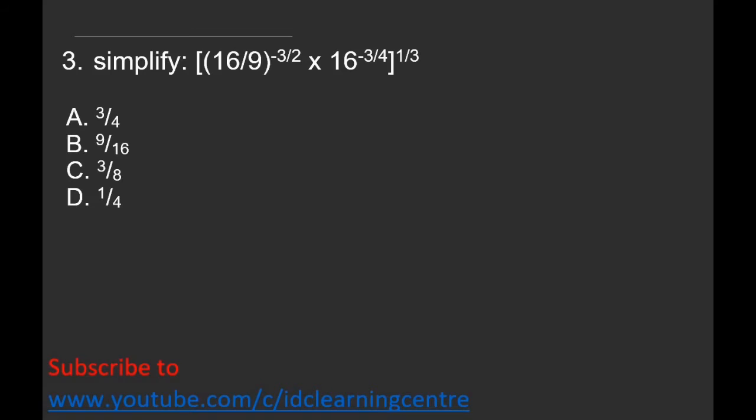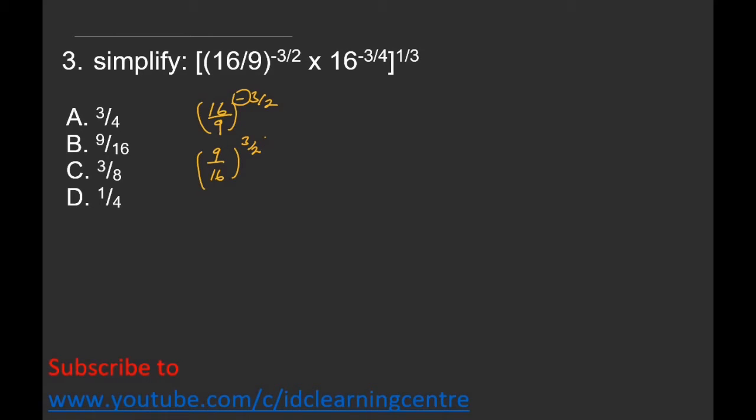Question 3. Well, in questions like this, we have to break them into bits and solve. For example, we should know that 16 over 9 raised to the power of minus 3 over 2 can be solved this way. Now, a number raised to a negative power means the reciprocal of the number. So 9 can go up and 16 can come down, still to the power of 3 over 2.